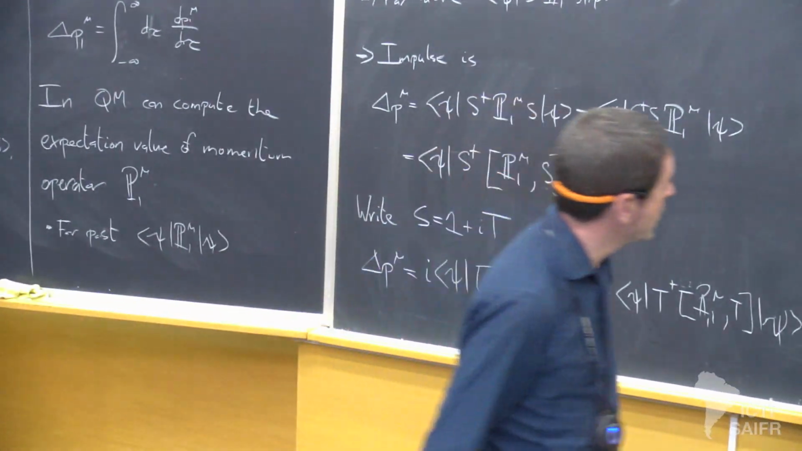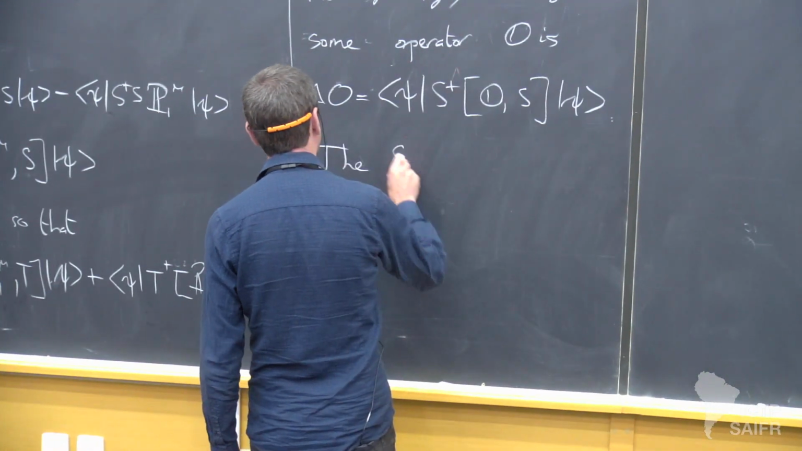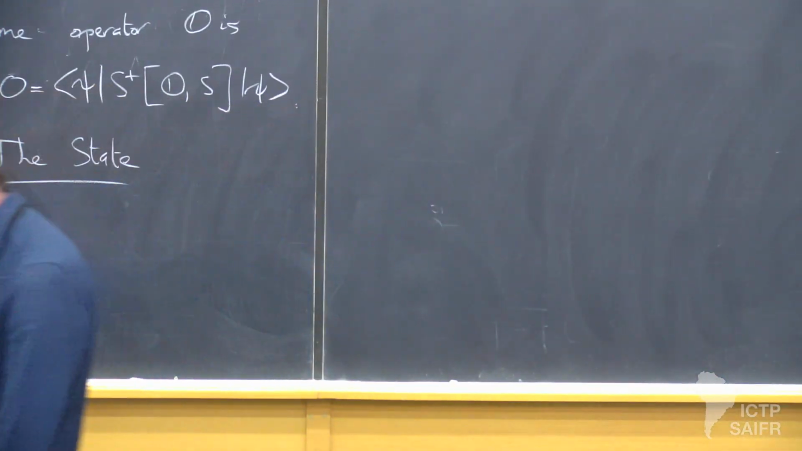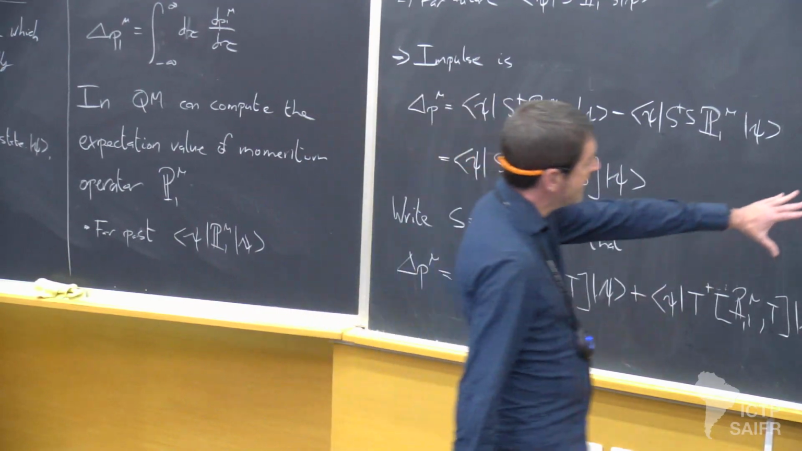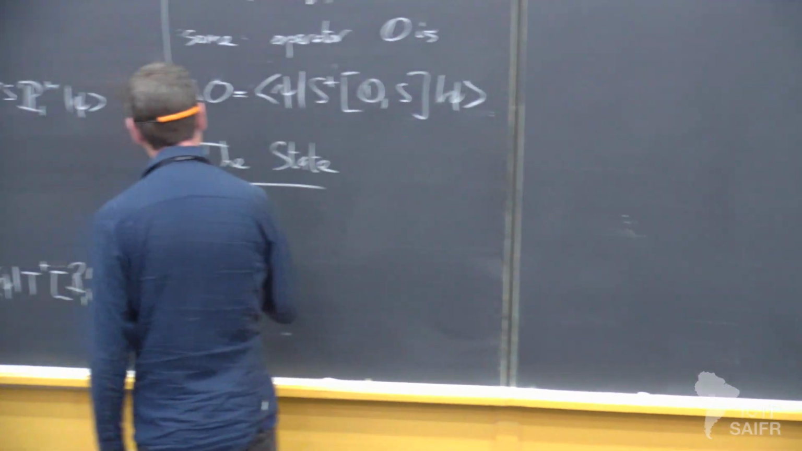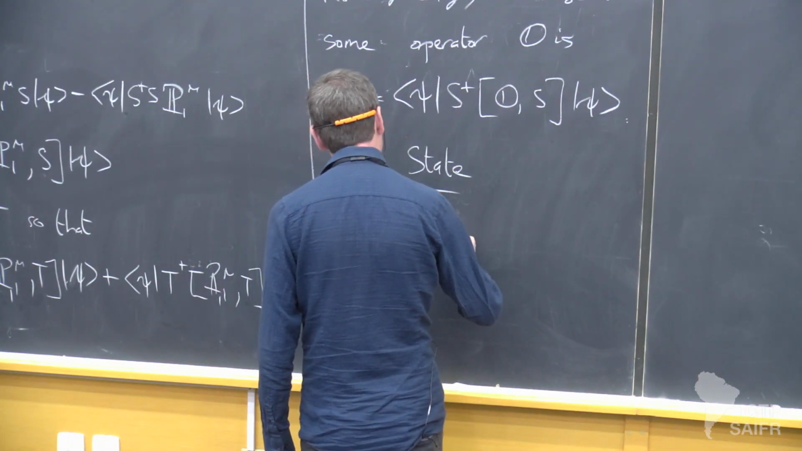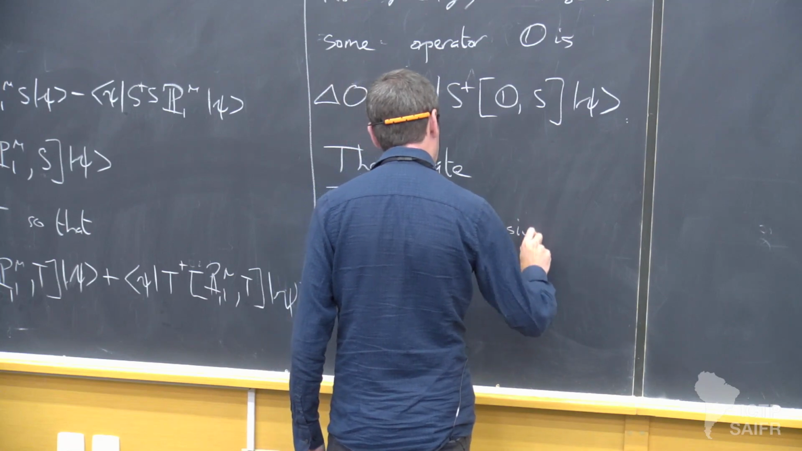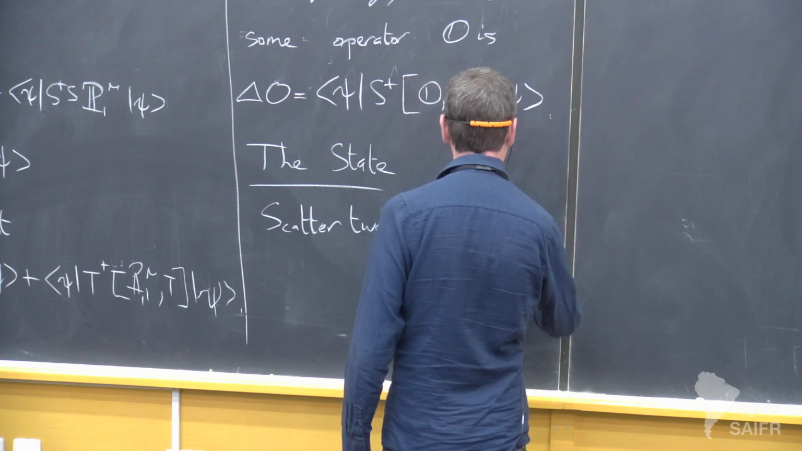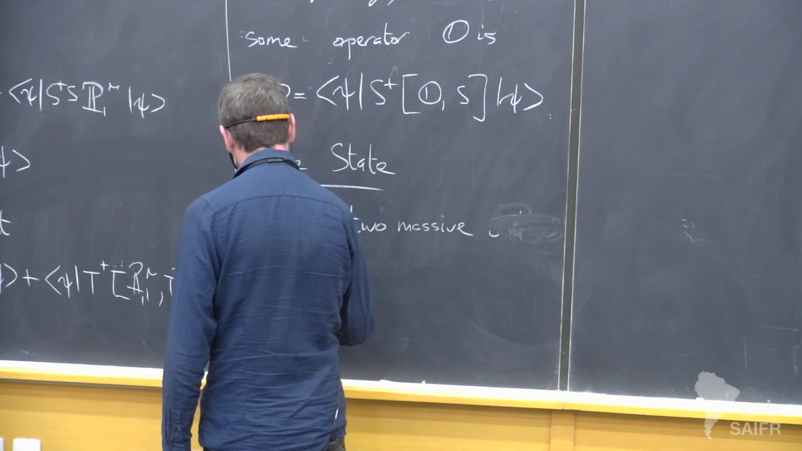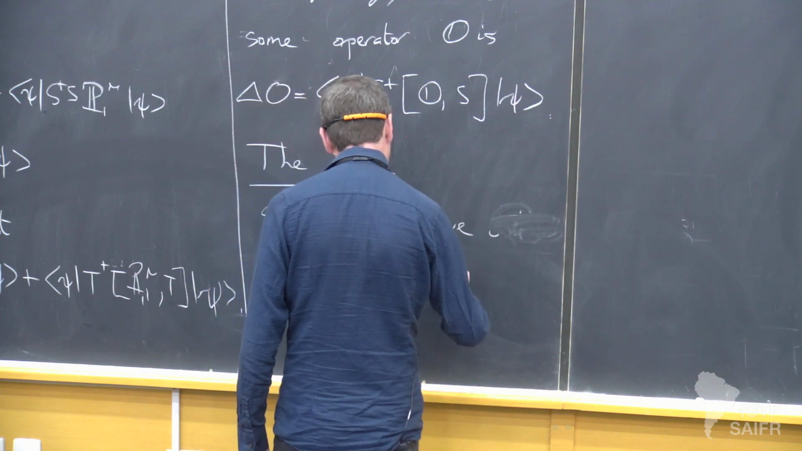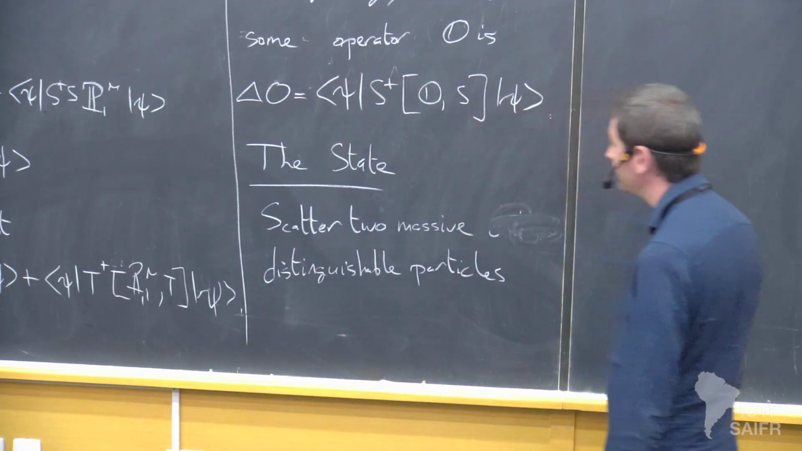Excellent. Okay, so it's important to think about the state. Now, if I'm working, well, let me say to begin with, I'm going to scatter two particles. I want them to be massive particles. Two massive distinguishable particles. So particles 1 and 2.